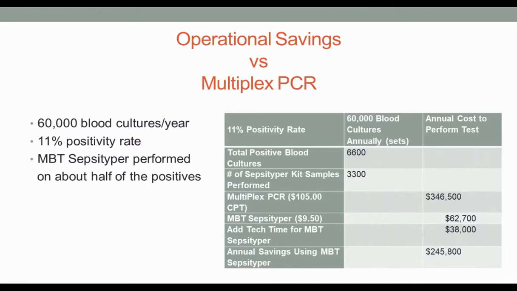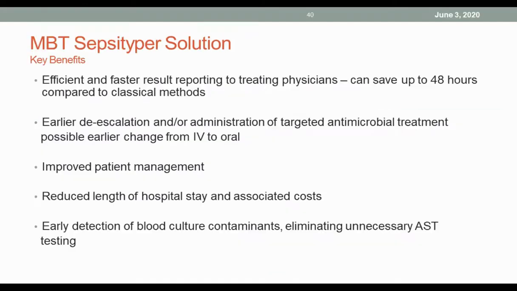The difference in the tech time expenses between performing the multiplex PCR and performing the Sepsityper was about $38,000 per year. When you subtract the cost of the Sepsityper kits and the tech time from the cost of the multiplex PCR panels, the Sepsityper was about $250,000 less expensive than the multiplex PCR assays.